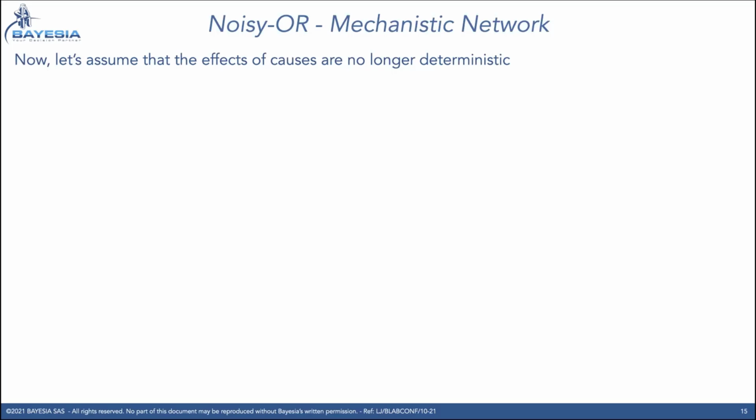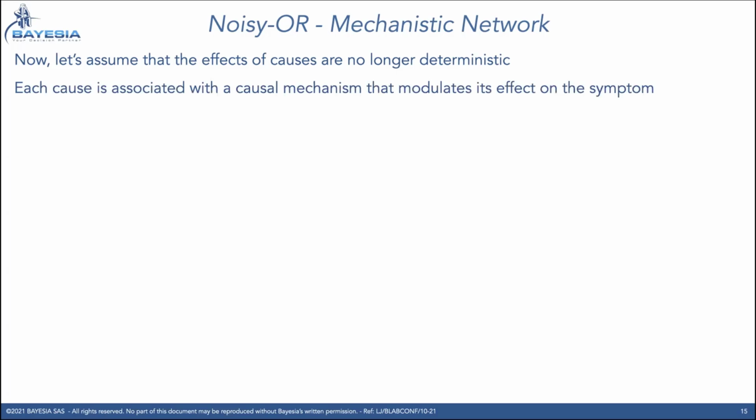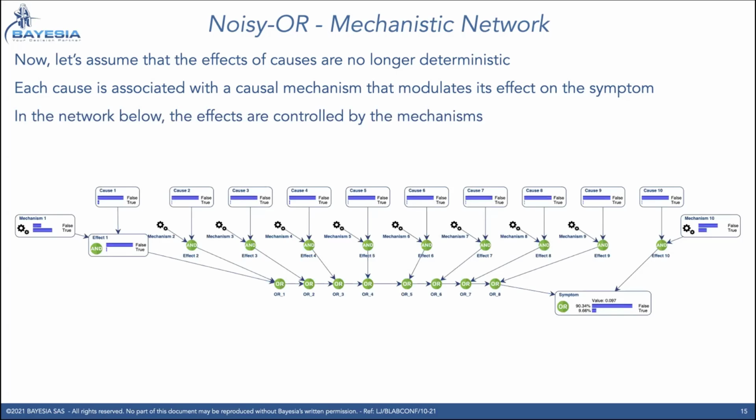Then you have the example of the noisy OR. Here I'm going to start with what we call the mechanistic network of this noisy OR. Now we are going to assume that the causes are no longer deterministic. It means that when they are true, we are not sure they're going to trigger the symptom, right? So for that, we are going to associate what we call a causal mechanism that will modulate the effect on the symptom. And this is done via this kind of network.